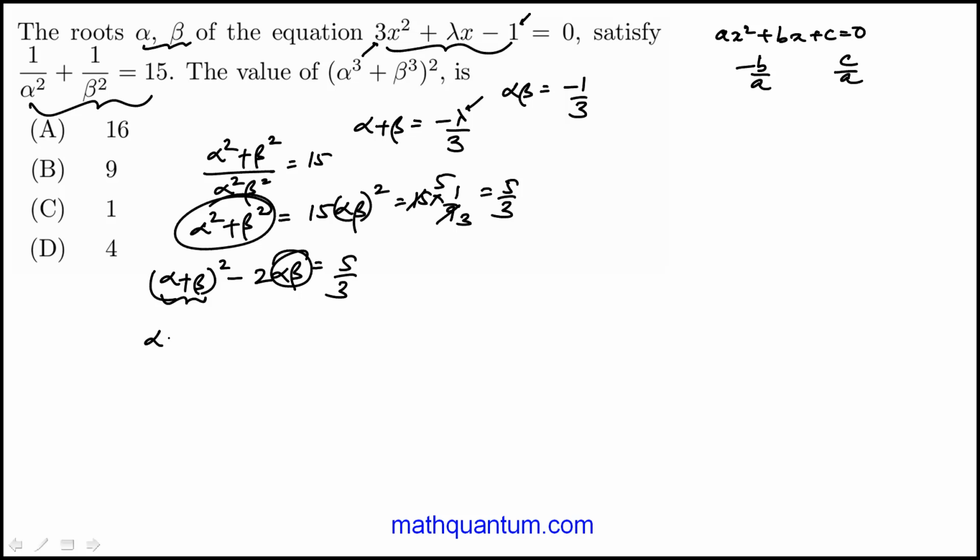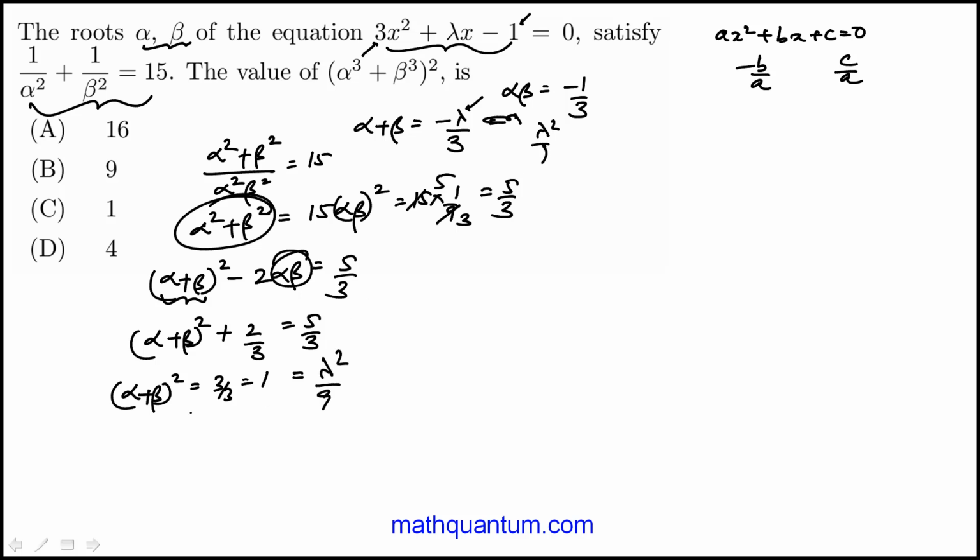So alpha plus beta squared minus 2 times alpha beta. So this would be plus 2/3. And then if I subtract, this would be 3 over 3 or 1. And then alpha plus beta squared would be lambda squared over 9. It doesn't matter because we're going to take the square root again. So lambda is plus or minus 3. So we actually know the full quadratic.